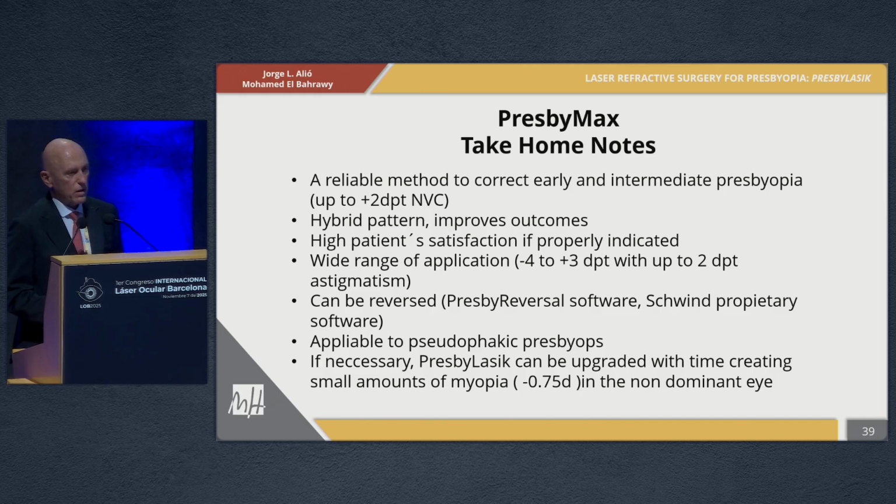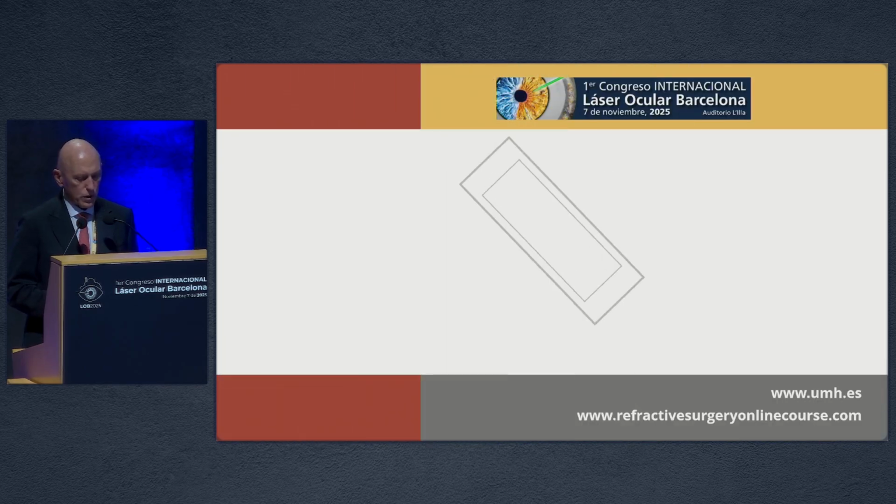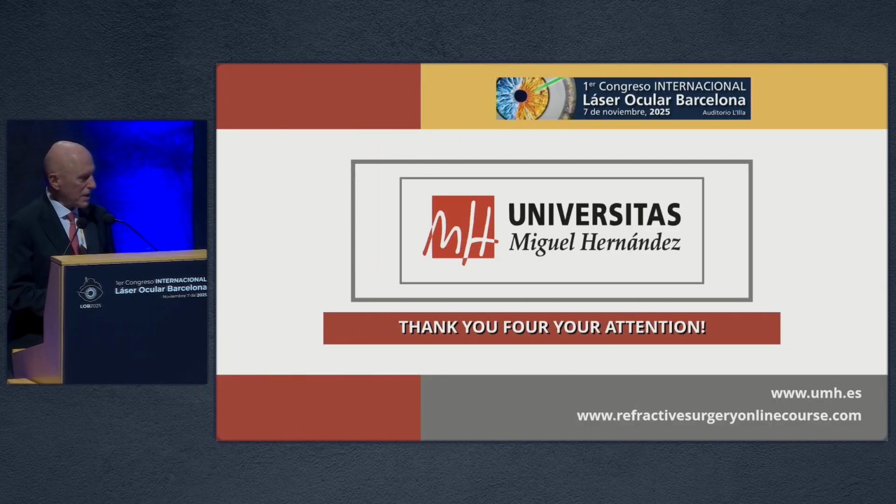At a given moment, if the patient sees worse near vision, we can upgrade Presby LASIK, obtaining 0.75 diopters in the non-dominant eye, and so we improve the vision.